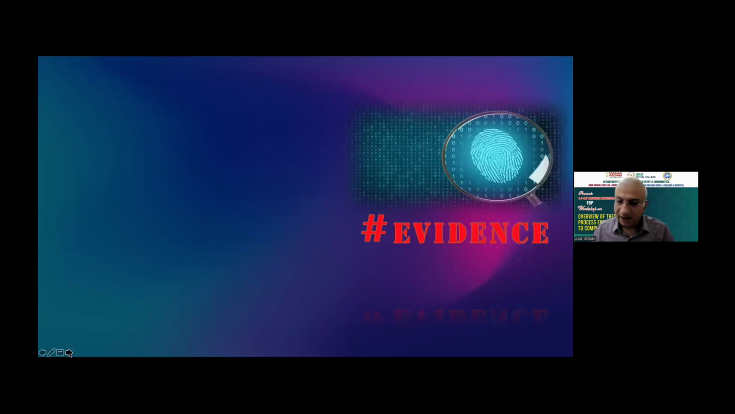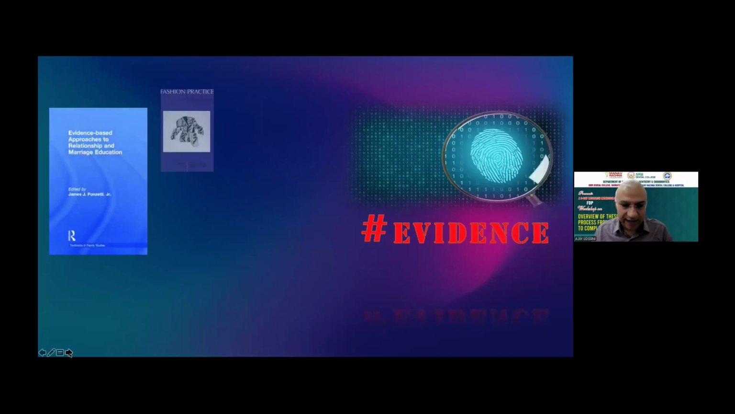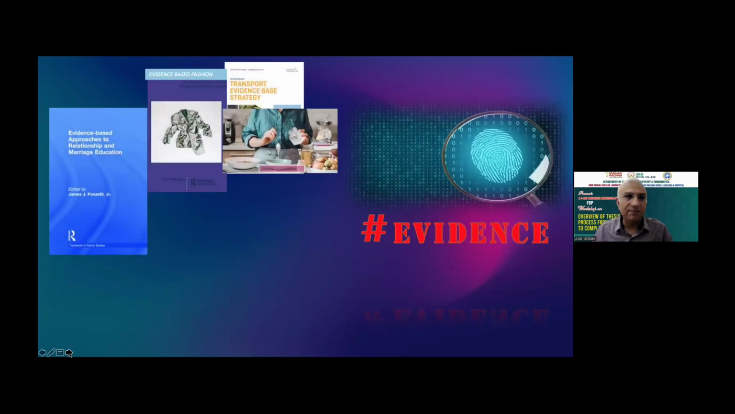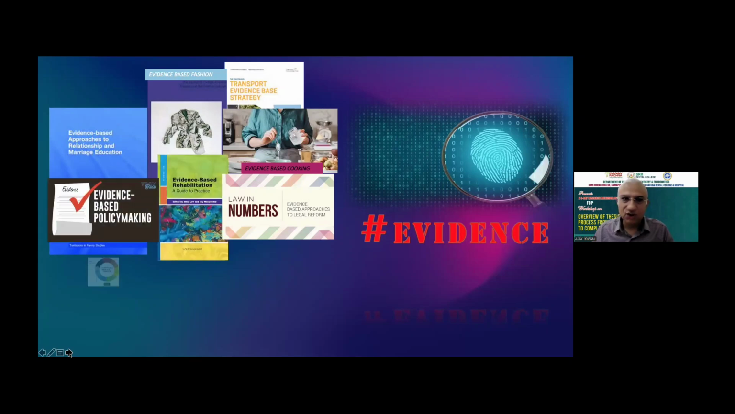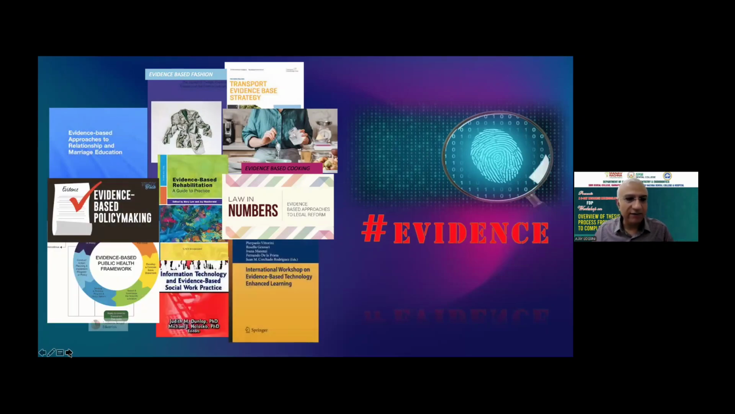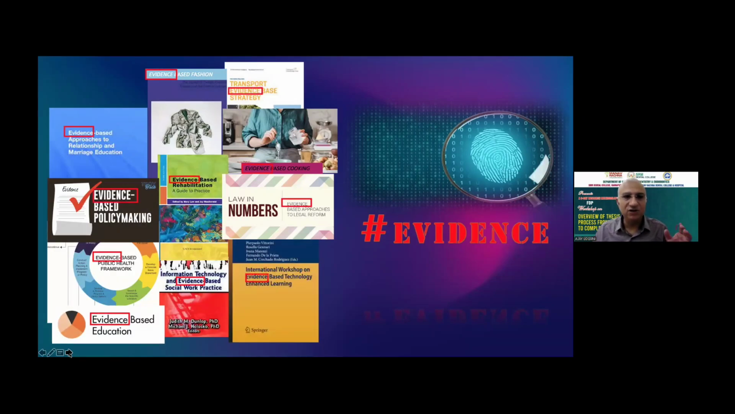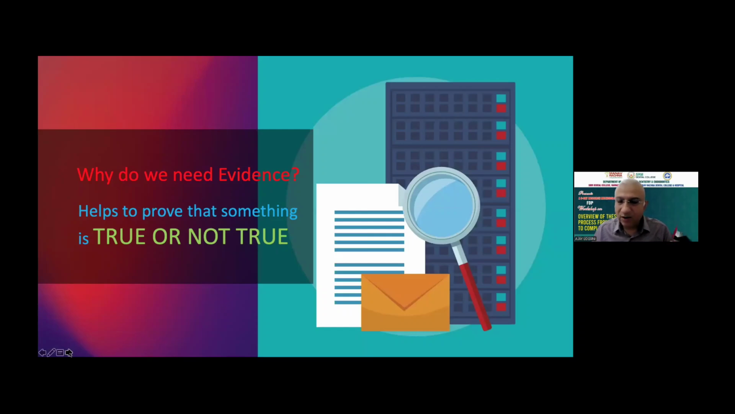If you just type the word evidence in Google, you would find that a lot of things come up, right from relationship to evidence-based rehabilitation, to evidence-based strategy, to fashion, to approaches in legal, in technology learning. This term is being used everywhere. So we really need to understand why we need evidence in all spheres of life.